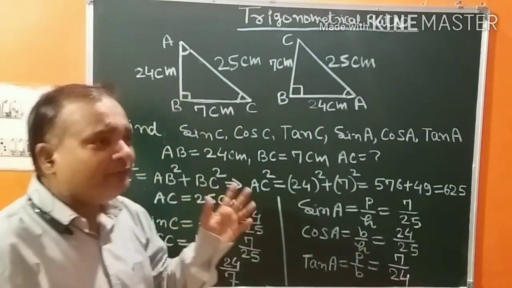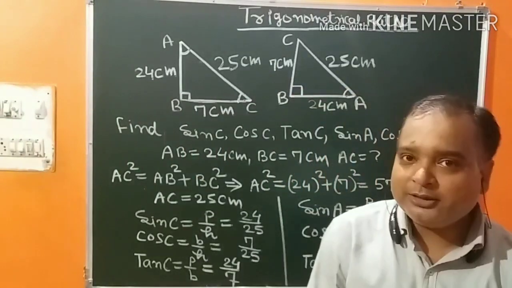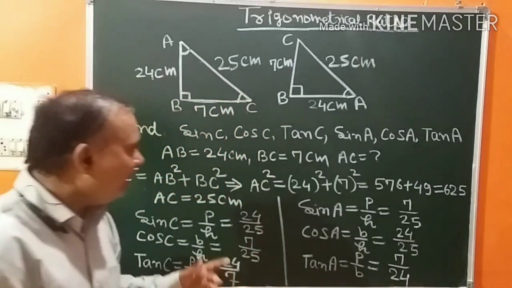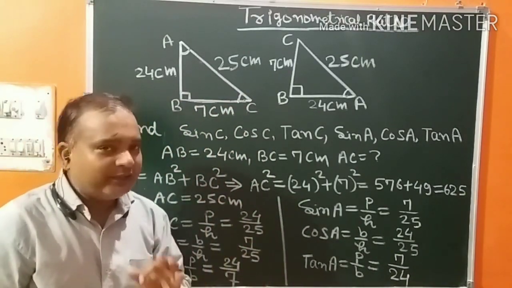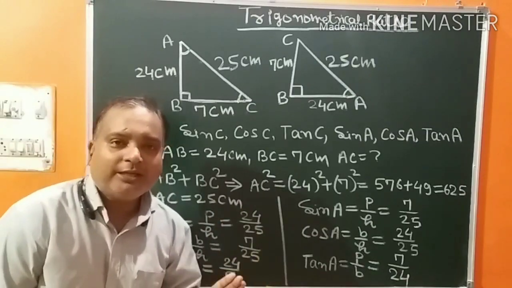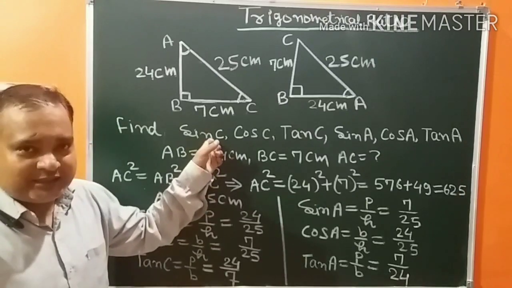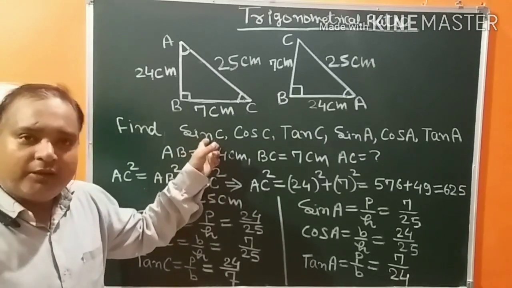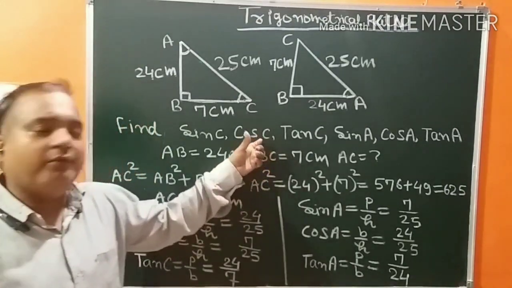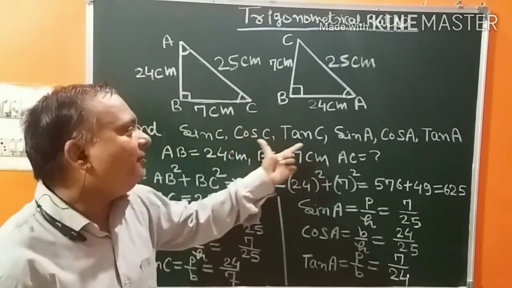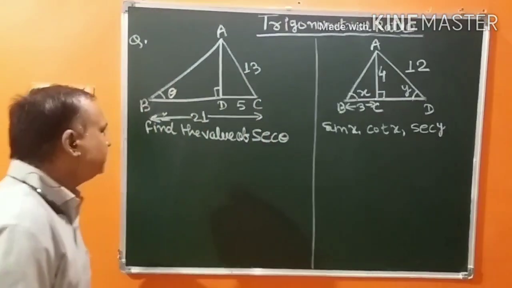Now there are remaining three functions like cosec C, sec C and cot C. I already explained earlier, cosec is the inverse of sine, sec is the inverse of cos, and cot is the inverse of tan theta. So if I have to find cosec C, just take the inverse, 1 upon sine C. If I have to find sec C, just take the inverse of cos C.